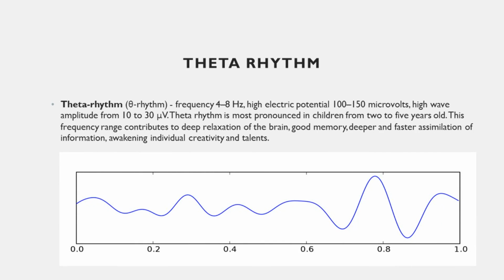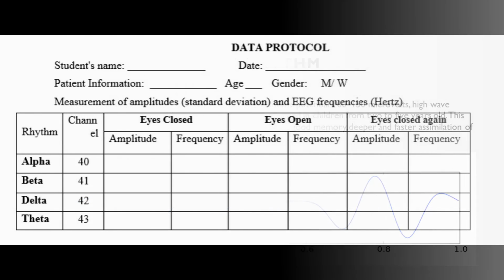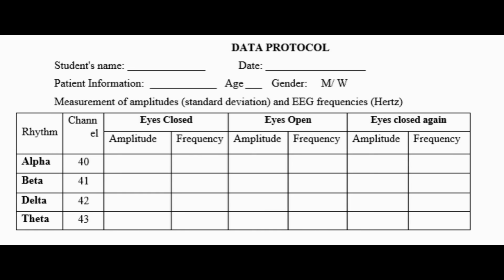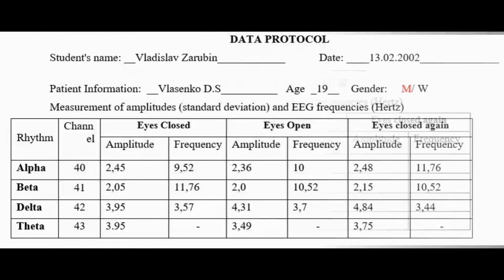The last one is theta rhythm. Theta rhythm is most pronounced in children from 2 to 5 years old. This frequency range contributes to deep relaxation of the brain, good memory, deeper and faster assimilation of information, awakening individual creativity and talents. Now please fill in the data which you have gotten during your work into the protocol.